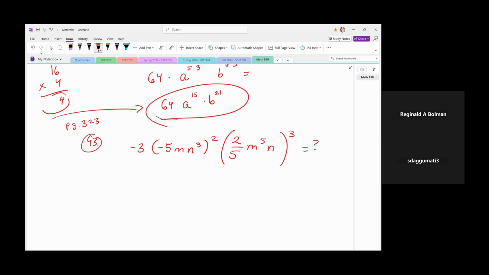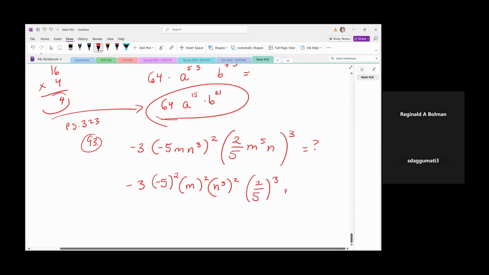This would be a good indication that you have a problem where the only solution lies in some of the other properties of algebra. In this instance, the properties of the exponent laws. And the exponent law that we're going to need is, of course, the exponent distribution rule, as well as the exponent product rule. So first of all, we're going to distribute this 2 to each of these terms. You're going to have -5 to the 2nd, m to the 2nd, n to the 3rd raised to the 2nd. And don't forget your -3. And then for the second set of parentheses, you'll have 2/5 to the 3rd power, m to the 5th to the 3rd power, n to the 3rd power.